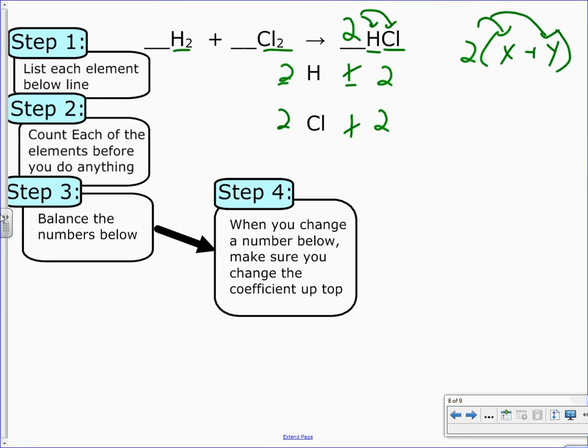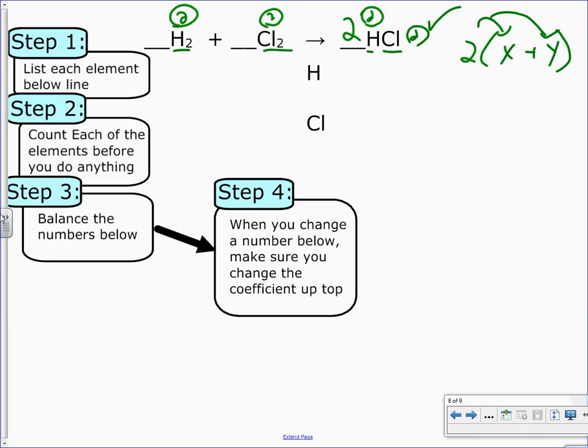And the final "check yourself before you wreck yourself" step would involve you going back and looking at the numbers you have, and just doing a checkpoint at the end and saying, okay, I have 2 hydrogens on the left, and I have 2 hydrogens on the right. And check. Now I have 2 chlorines on the left, and I have 2 chlorines on the right, because it's 2 in front. And now that is balanced.